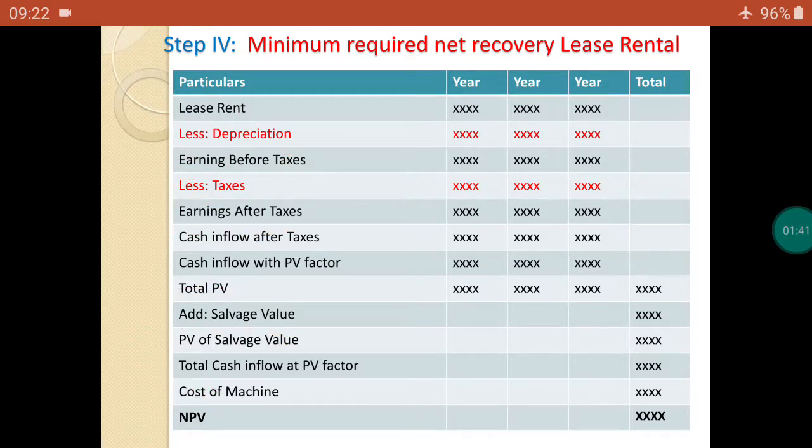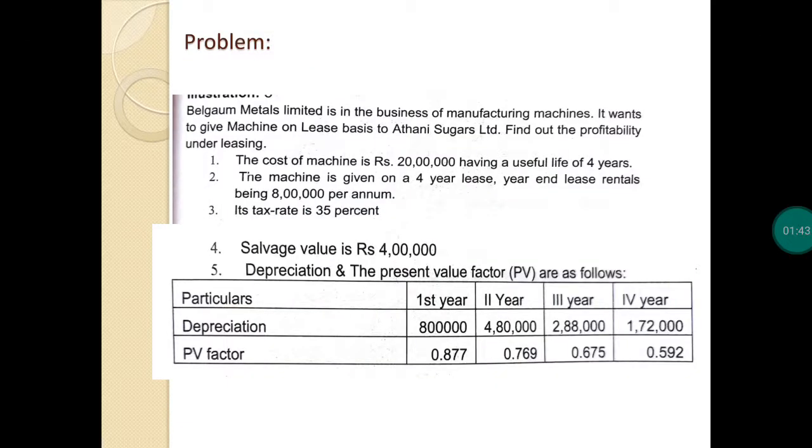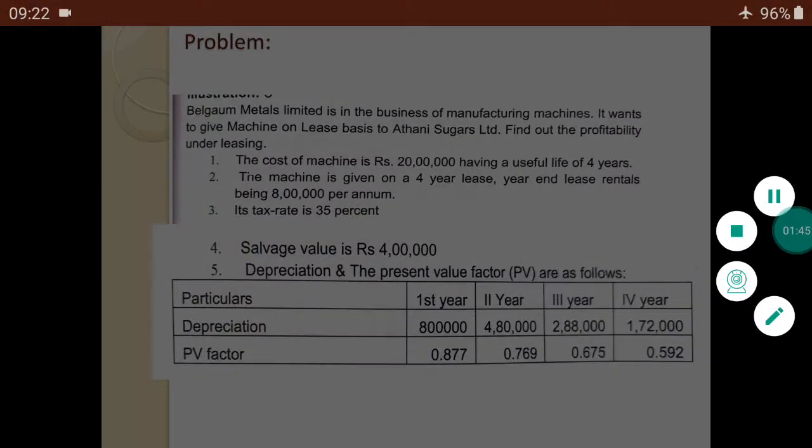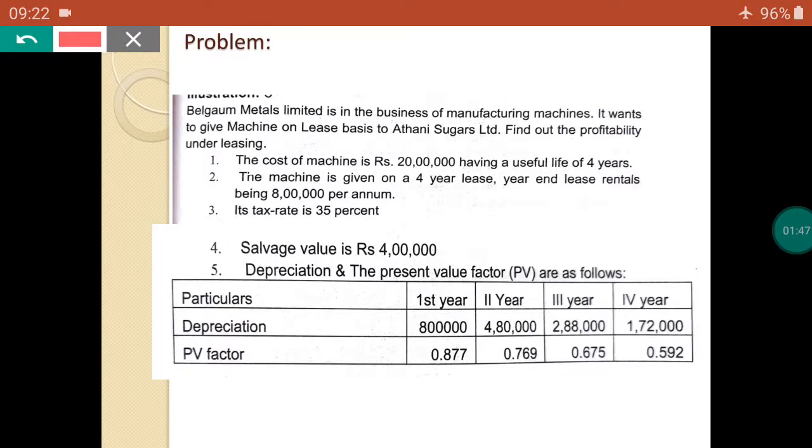Now we will move to the problem. Okay, the problem is: Belgaum Metals Limited is in the business of manufacturing machines. It wants to give a machine on lease basis to Athni Sugars Limited. Find out the profitability under leasing.